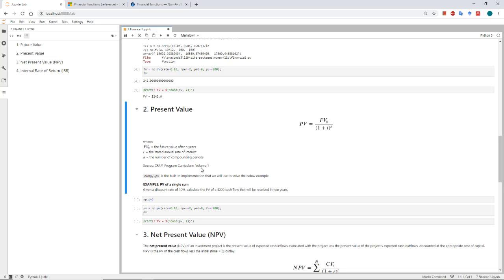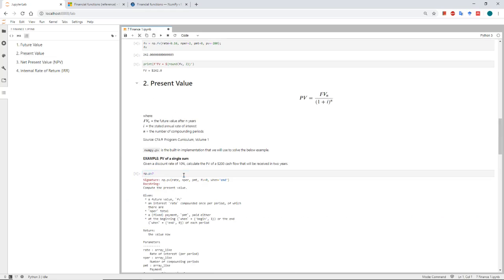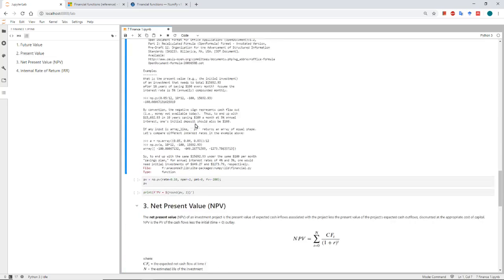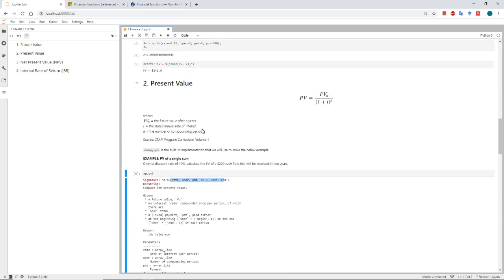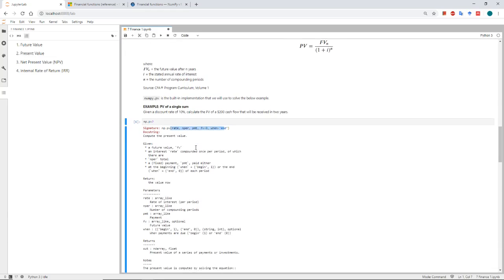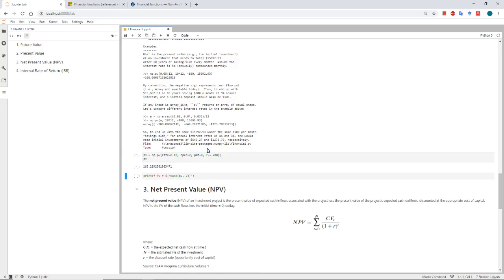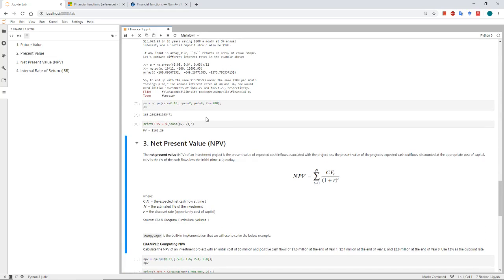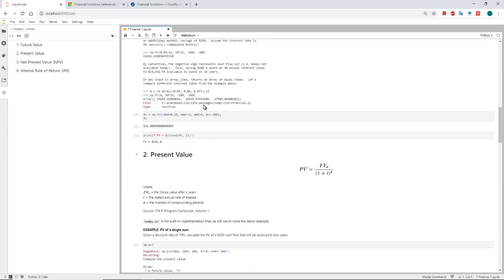Okay, so next we have present value. Here's the present value formula. This is also set up in NumPy, and it's a very similar signature. So what's the present value of this single sum, $200, 10%, 2 years? Very similar. $165 is the present value. And so this is discounting, and future value is compounding.